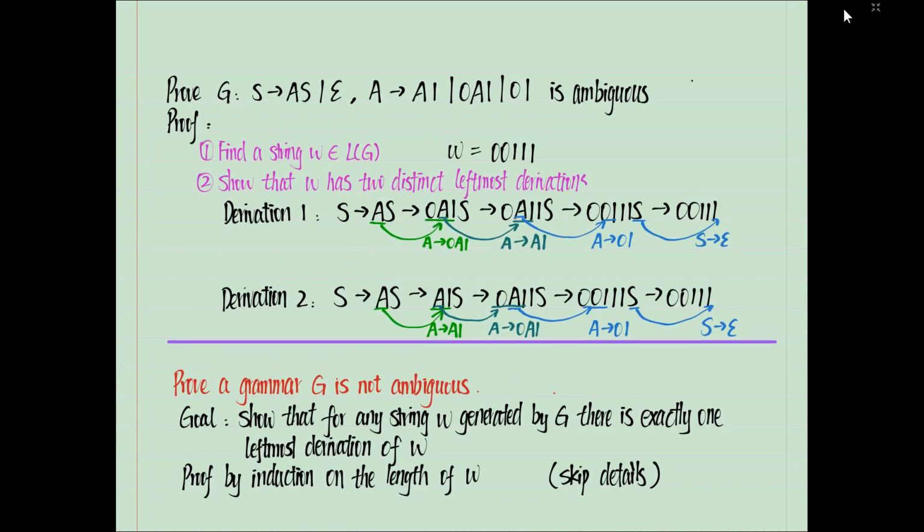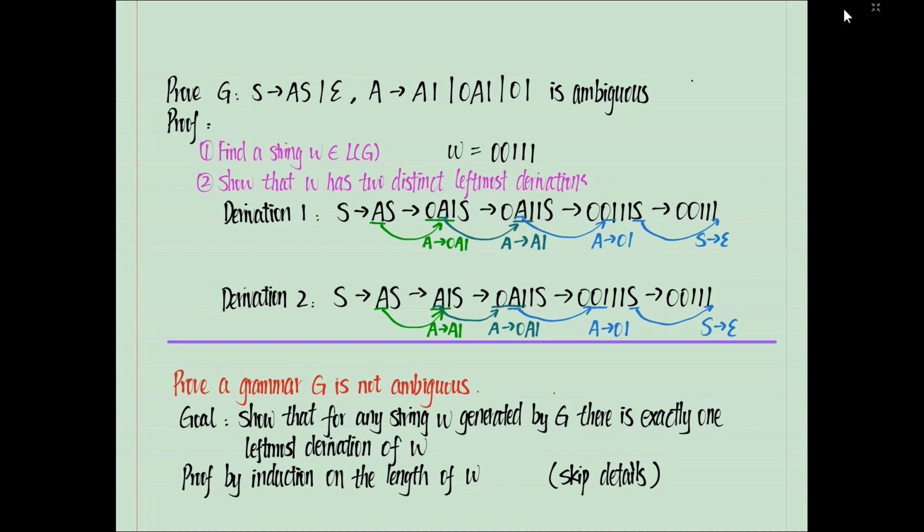This grammar has two variables, S and A, and 5 grammar rules. The first two rules are S to AS and S to epsilon. And the remaining rules are A to A1, A to 0A1, and A to 01. We want to prove this grammar is ambiguous. We still apply that two-step procedure.